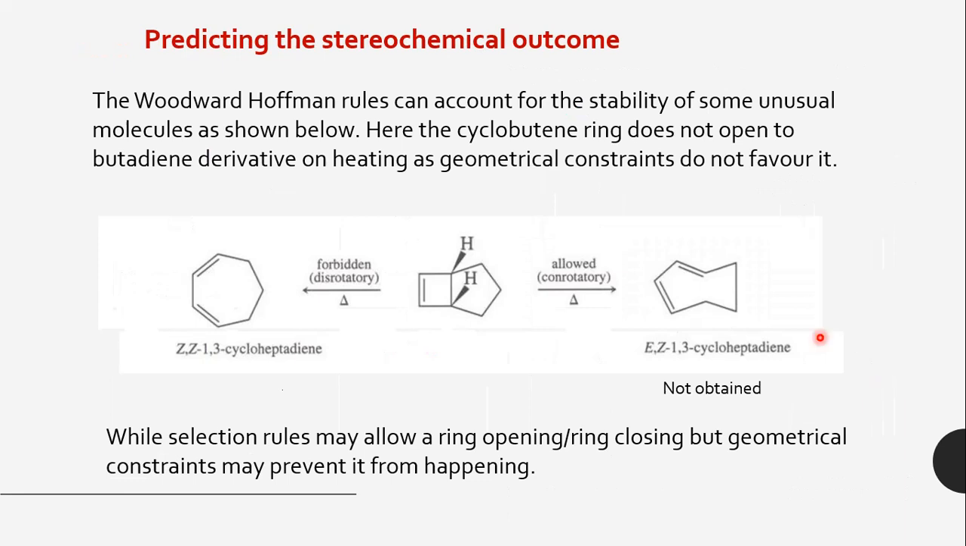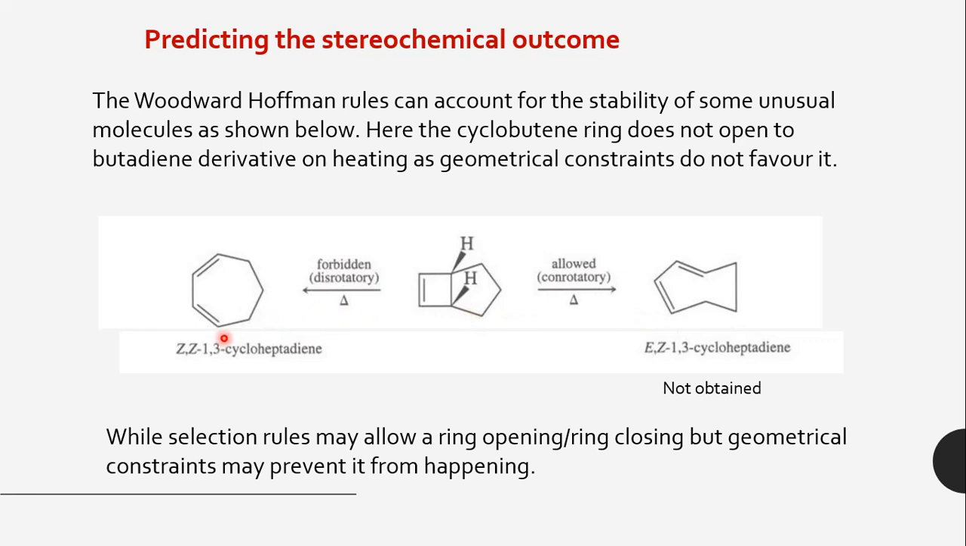Now one would imagine that every time I see a cyclobutene, it would undergo ring opening, but that is not the case. Look at this molecule where you have a cyclobutene fused to a 5-membered ring, and it is a cis fusion. If it were to undergo a conrotation, which is thermally allowed, I would end up with an EZ-1,3-cycloheptadiene system. However, this reaction does not proceed in this direction because to have a trans double bond in a 7-membered ring involves a lot of geometrical constraints, and hence this reaction does not take place under thermal conditions. The molecule exists as such.